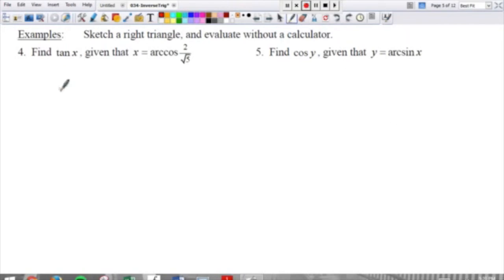Shapes are great. Now, find tan of x given that x equals arc cosine of 2 root 5. So when they mean sketch a right triangle, here I go. That's a pretty straight line. I'm pretty proud of that. What goes in here is the ratio. The things that come out of arc cosine are angles. So where is x? X is an angle. X is right there.